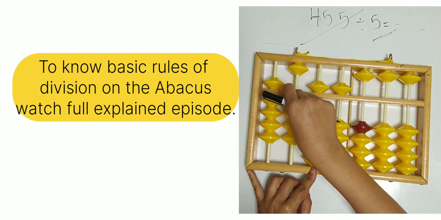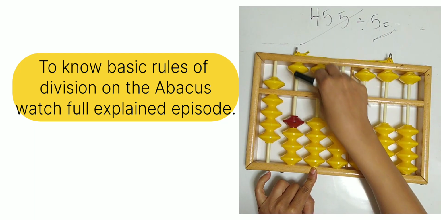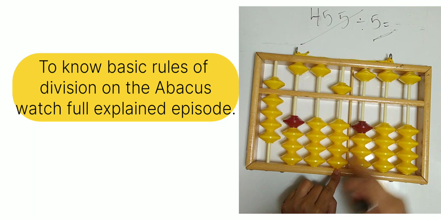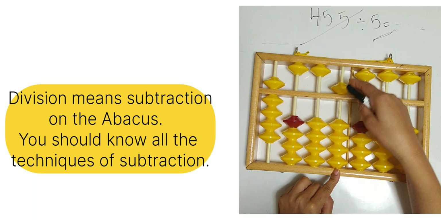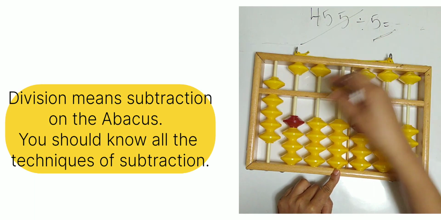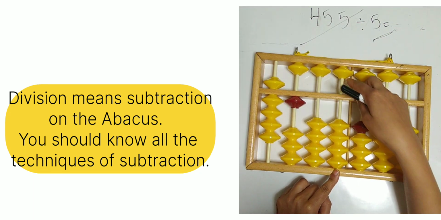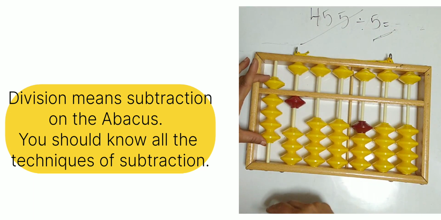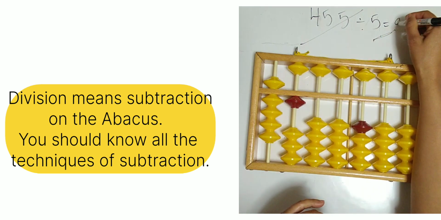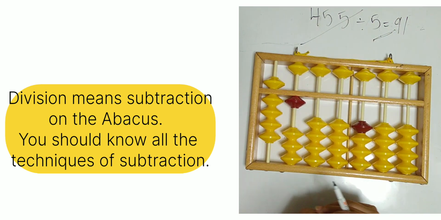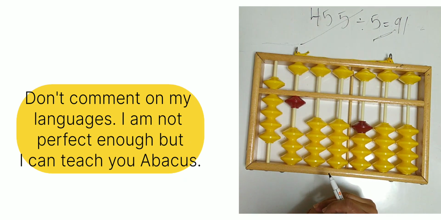5 nines are 45. Okay, and change your rod, and you have to take this 5. 5 divided by 5, your answer is 1. 5 ones are 5. Okay, finished, and your answer is 9 and 1. 9, 1, 91. Okay, let's do another question.